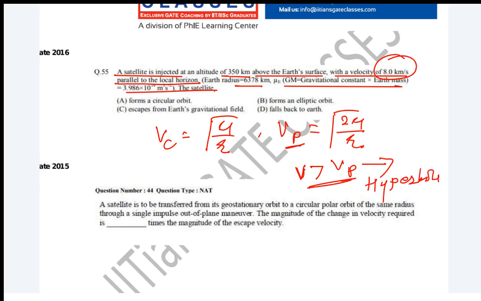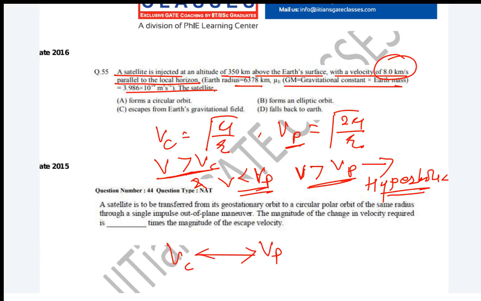If the given velocity is greater than V circular and less than V parabolic, what will be the path? Can anyone tell? The given velocity lies between parabolic and circular. What will be the path? It will be an elliptical path. Okay, so guys, you have to always check these things if such a question comes. First, I check the circular velocity for this and the parabolic. If velocity lies between these two, that means it forms an elliptical path.